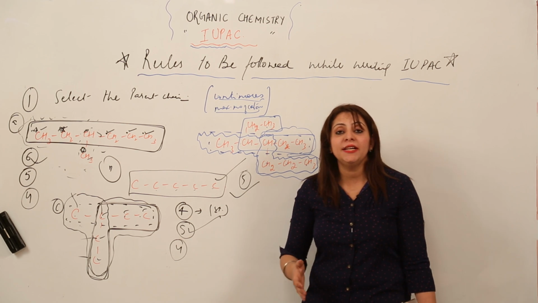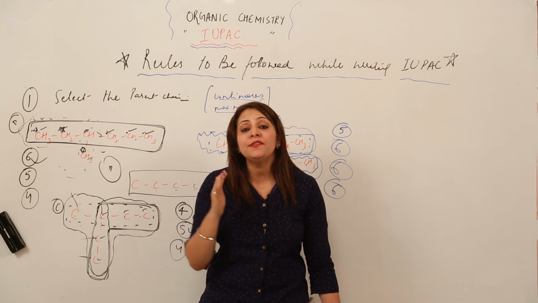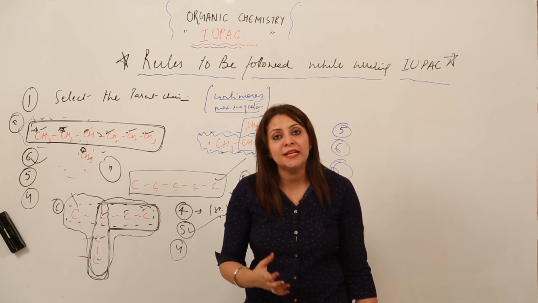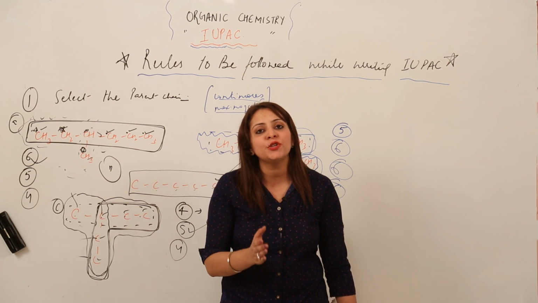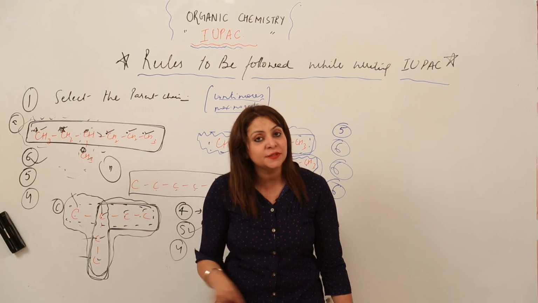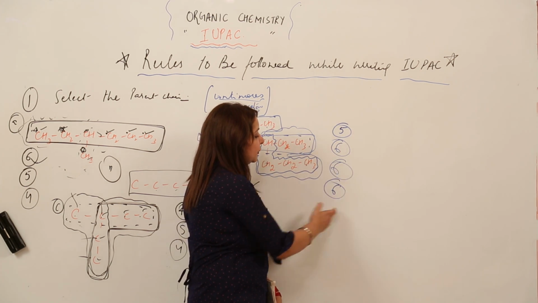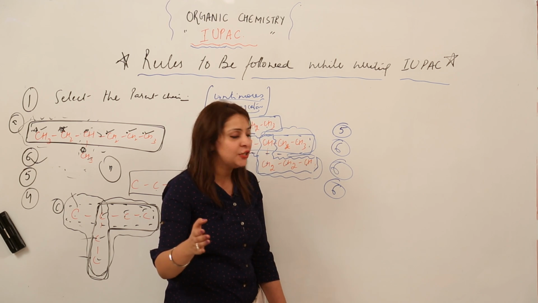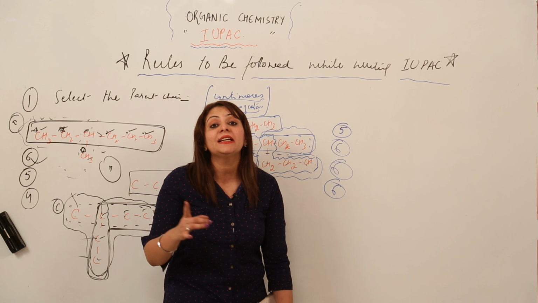Write in your notebook: if we have different parent chains comprising the same number of carbon atoms, then preference is given to the chain which is highly branched. That means which has a lot of substituents around. We prefer that chain. As I told you, we are getting 3 options for the parent chain. So out of them we will select that parent chain which is maximum alkylated.